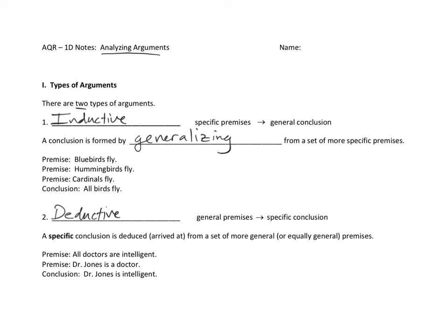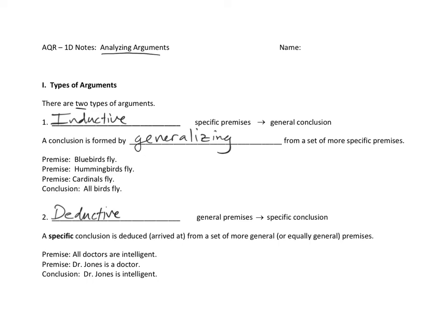The next premise is hummingbirds fly. A third premise is cardinals fly. So from that, we can make a conclusion about all birds. So we had some specific things going on, and down here we can say all birds fly. So the next example down here for deductive reasoning is the exact opposite of inductive reasoning, where we have general ideas and then we make a specific conclusion.